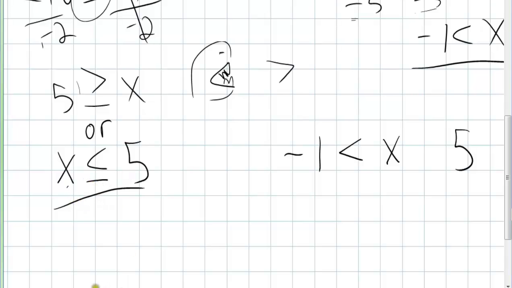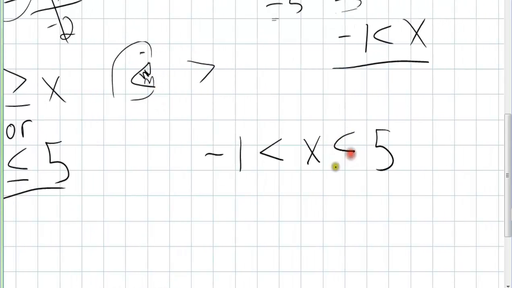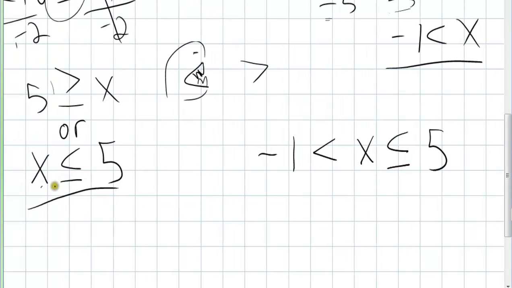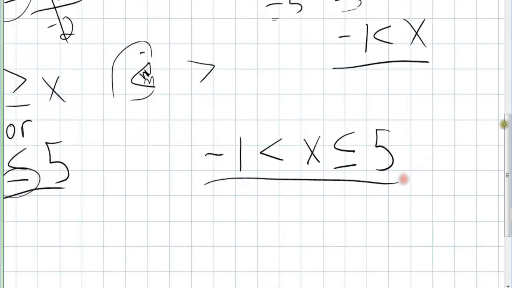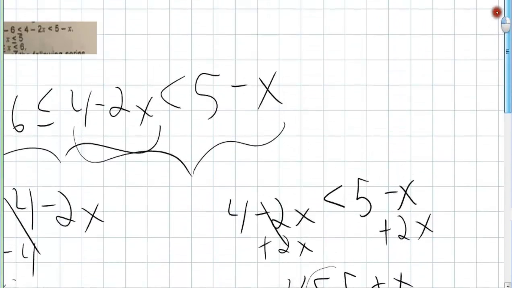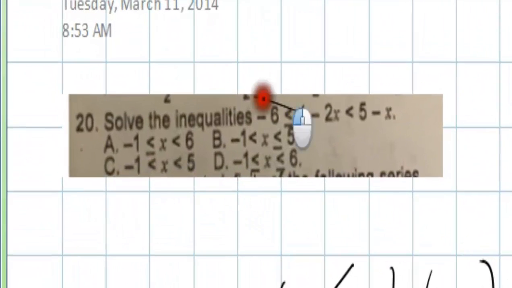Okay, so we leave it as it is, because remember, if you want to use my dinosaur metaphor, it still wants to eat the bigger number. No matter what, 5 is bigger than x over here. So we're going to say less than or equal to. And remember to pay attention if there's an equal to sign or not. So then this is our answer right here. X is greater than negative 1 and less than or equal to 5, okay? So we look up here. And what do you know? That's one of our options.